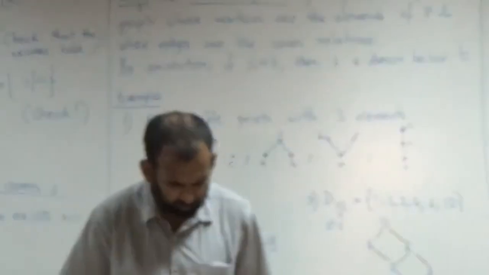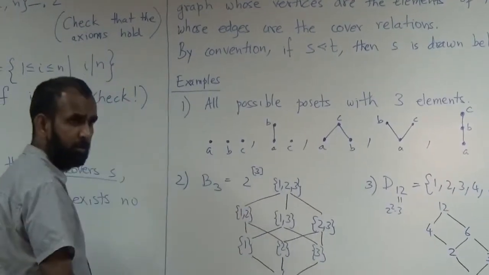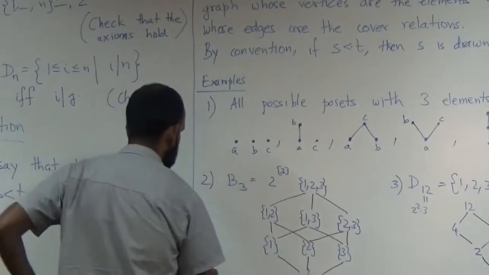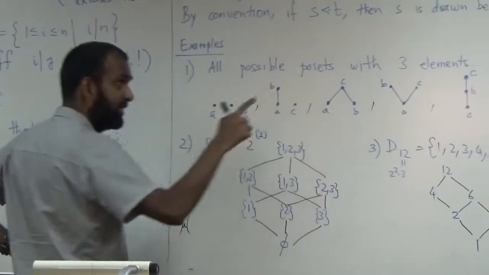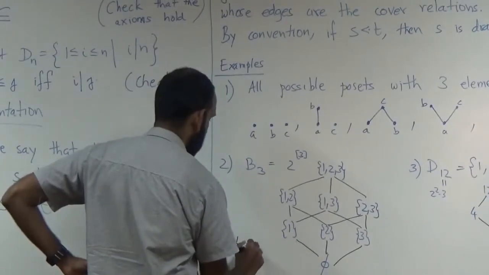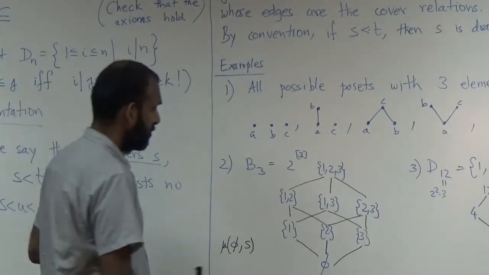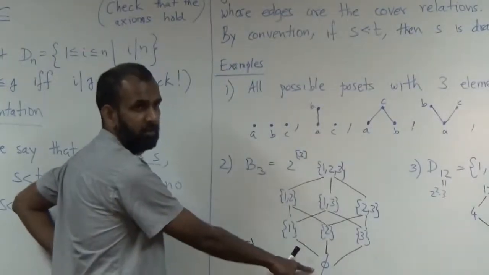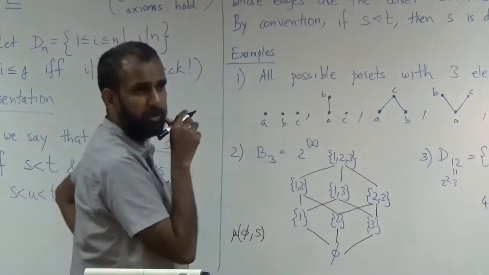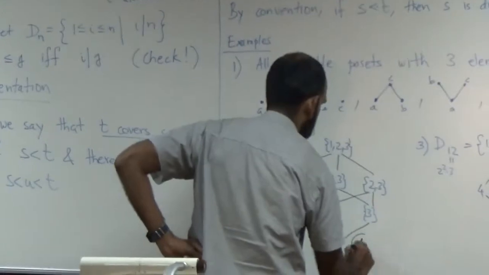So let us compute the Mobius function. Let us compute in this example the Mobius function. So mu of, and we'll always take S to be the empty set. Okay, so mu of phi comma some set S. Let's compute this. What is mu of phi, phi? By the first property, mu of S,S is always 1. So this is going to be 1.